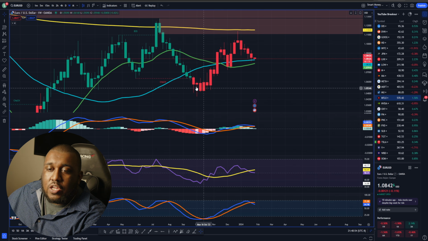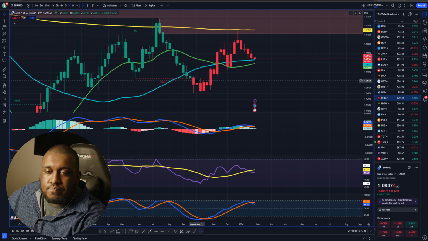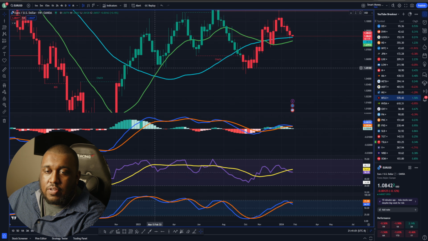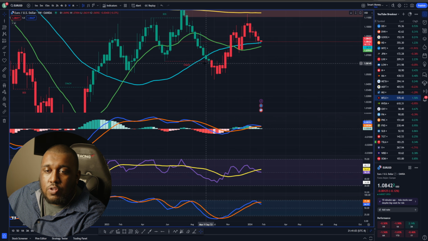It'll hurt you here. You'll notice that we have a change of character right here. Sell signal, sell signal, sell signal. And you're seeing how we have this level of support over here. It's not really working out in our favor.